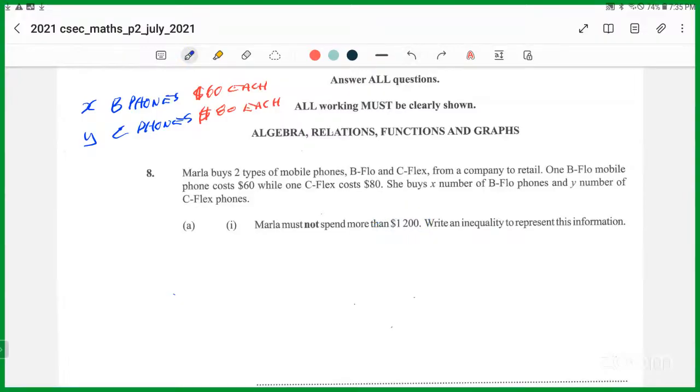So the inequality then becomes 60x, that's for the B phones, plus 80y, that's for the C phones. That's the total amount spent. Cannot pass this amount, 1,200. That is the inequality. And this can be simplified. We can divide through by what? 20. Yeah, we can divide this by 20, this by 20, this by 20. So let's do that, right? We can divide off the zeros first. That's tens, and then we can divide through by 2, right? So we can divide through by 20. So let's do that and simplify.